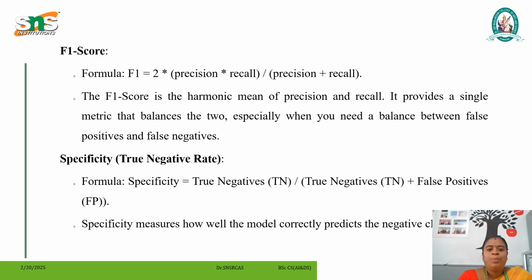Specificity, true negative rate. Formula: specificity equal to true negatives, that is TN, divided by true negative plus false positive. Specificity measures how well the model correctly predicts the negative values.